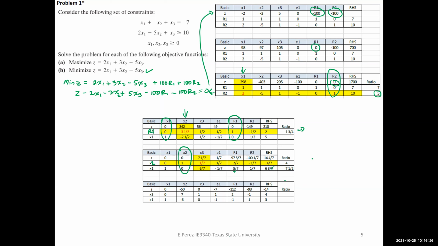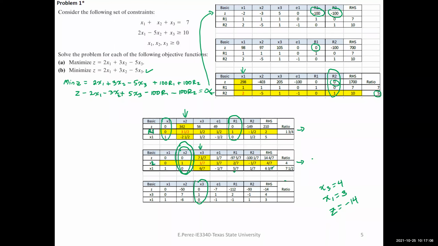So x2 has entered. Do we have any positive coefficients here? Yes, we still have a positive coefficient. So x3 is going to enter. Based on the minimum ratio test, this one is going to leave. So we make x3 look like x2. And at this point, we don't have any positive coefficient, so we have completed our problem. The solution is x3 equals 4, x1 equals 3, and z equals minus 14.